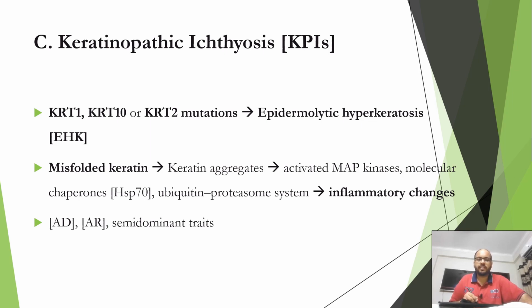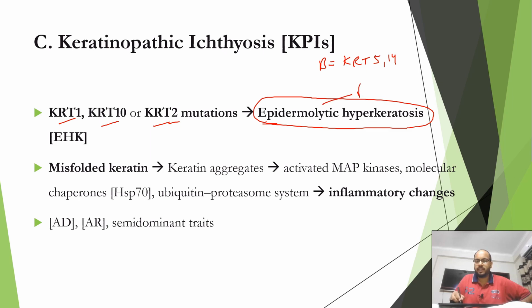Most of the keratins affected are keratin 1, 10 or 2, and these are the keratins which are very superficial. We know that in the base of the epidermis, you have keratin 5 and 14. If you want to know more about it, go see our discussion on keratinization and our video on the epidermolysis bullosa group of disorders. You will have a better understanding. Now, keratin 1 and 10 are the major keratins in the upper layers of the epidermis. Keratin 2 also lies in the superficial layer. So these mutations lead to epidermolytic hyperkeratosis on biopsy. So this is the biopsy reaction pattern.